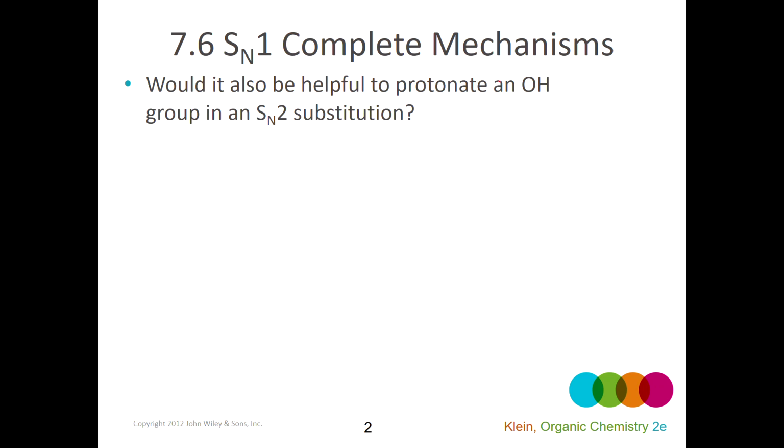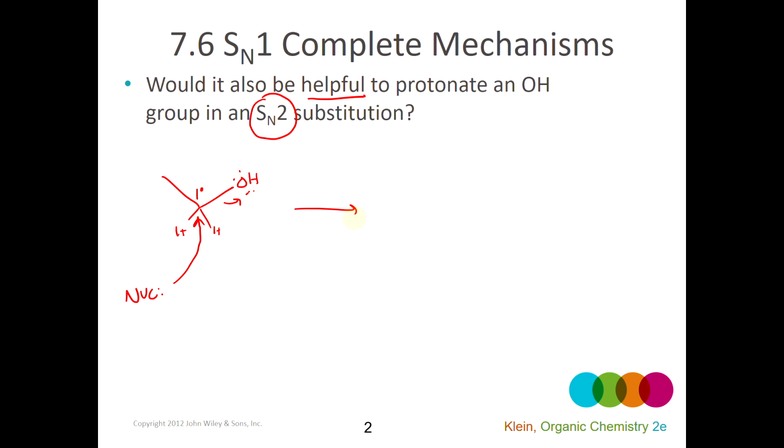Would that also be a helpful strategy to improve an SN2 reaction? And the answer is yes. So in an SN2 reaction, I would have to be dealing with a primary or a secondary carbon that my leaving group's attached to. And so maybe we're dealing with a primary carbon here, so it's not too crowded. Whatever the nucleophile is, it's going to come in right away and push out the leaving group.